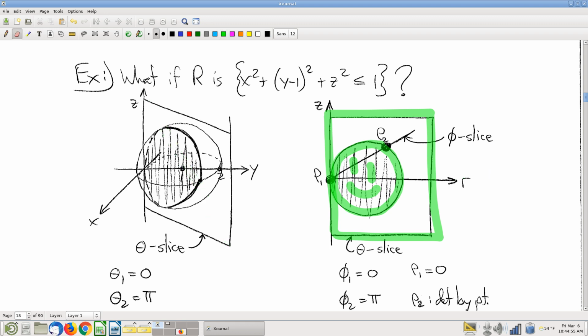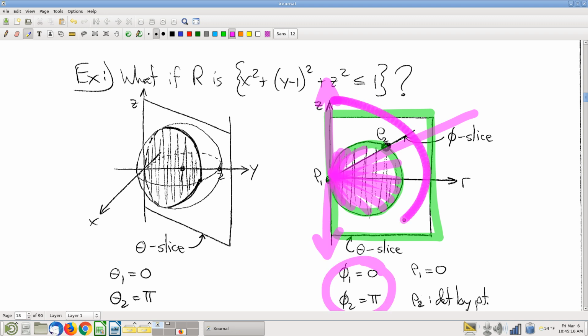Okay. So on that slice, let's think about the range of values of phi. Well, there's a typical phi slice. Lower values of phi, greater values of phi, and altogether, the first one, small though it is, at 0. The last one is at pi. 0 to pi. Again, you gotta see the picture.